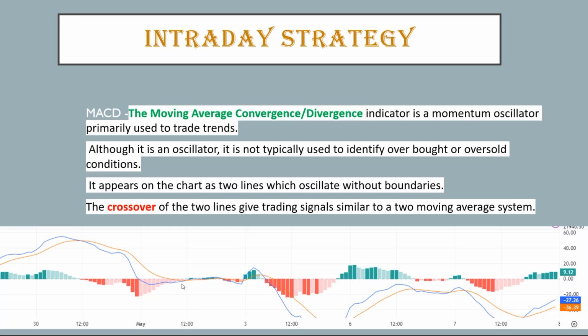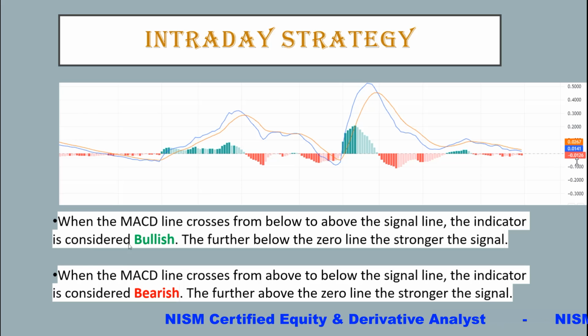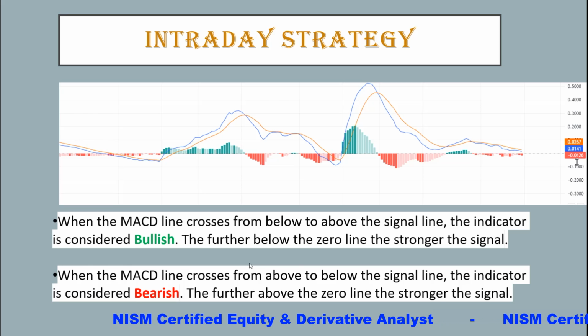So how do we identify the MACD crossover while we enter into trades? Here we can see the MACD, with the 0 line, the area above the 0 line and the area below the 0 line. When the MACD line crosses from below to above the signal line, the indicator is considered bullish. The further below the 0 line, the stronger the signal. When the MACD line crosses from above to below the signal line, it is considered bearish. The further above the 0 line, the stronger the signal.